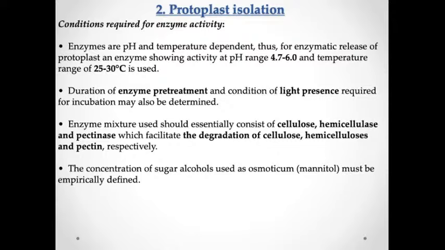The enzyme mixture used should essentially consist of cellulase, hemicellulase, and pectinase. These are the three main enzymes used for protoplast isolation, which facilitate degradation of cellulose, hemicellulose, and pectin respectively. So cellulase for the cellulose, hemicellulase for the hemicellulose, and pectinase for the pectin. Hence the concentration of sugar alcohols used as osmoticum must be empirically defined. So you have to check how things are working out.